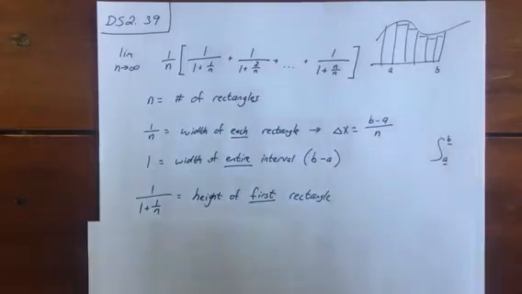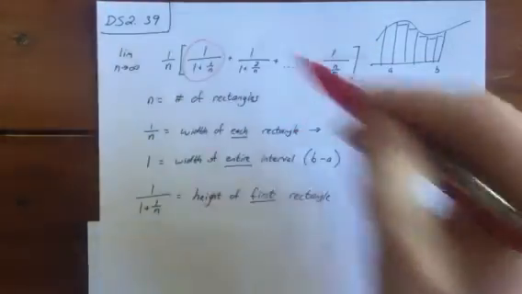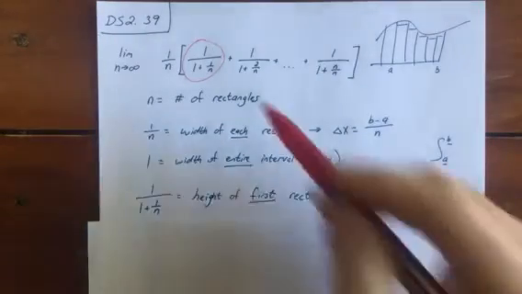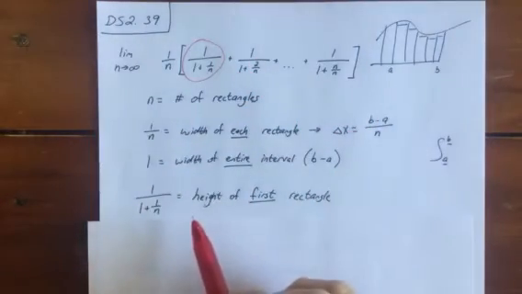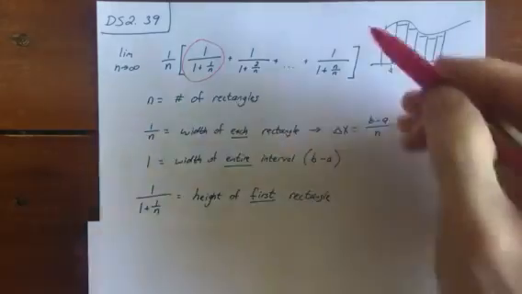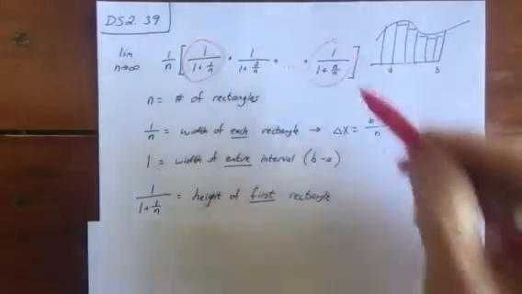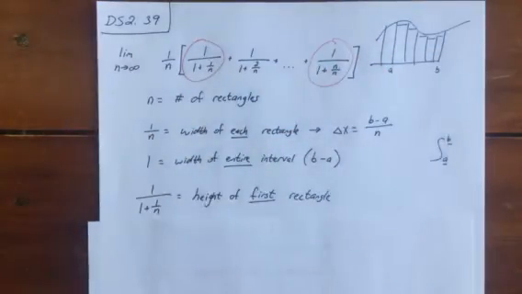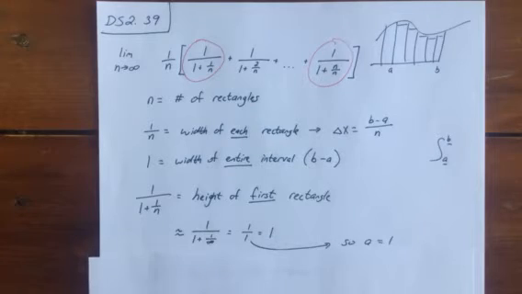So if we take a look at what's happening right here, that first term inside your brackets that you're adding everything together right here is always going to be the height of your first rectangle. And this last term at the very end right here is going to be the height of the last rectangle. So let's go one at a time right here.